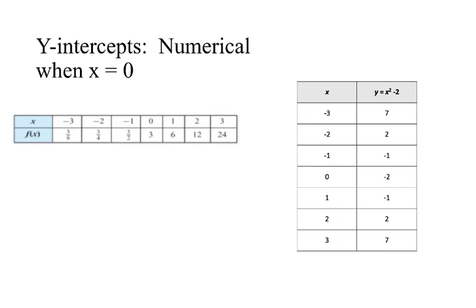Numerically, if we've got a chart of numbers, it's again when x equals 0. So if we ask, what's my x equals 0? Well, then my y-intercept has to be 3. When is my x or my t or whatever equals 0? Then my initial condition, my starting place in this case, is -2. Those are numerical ways of viewing these.